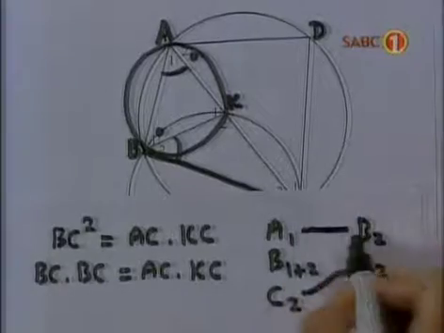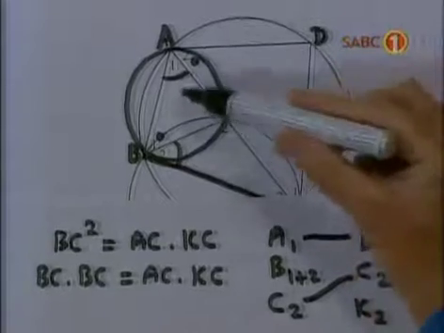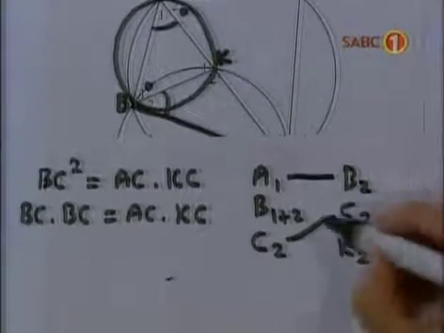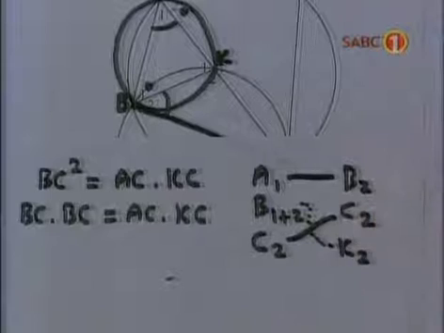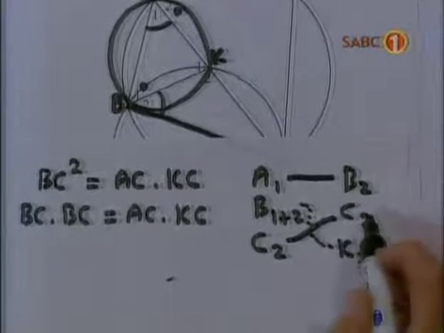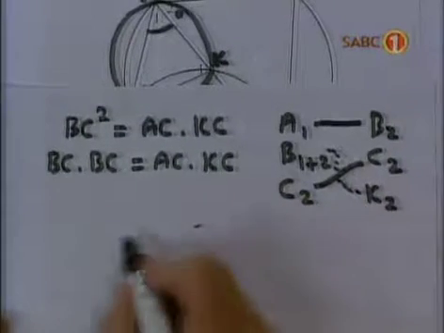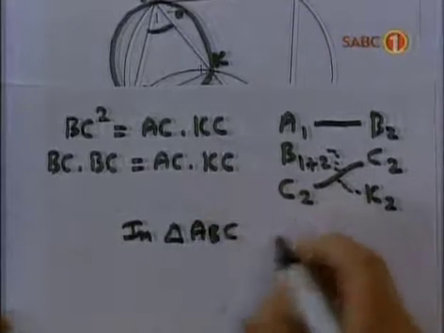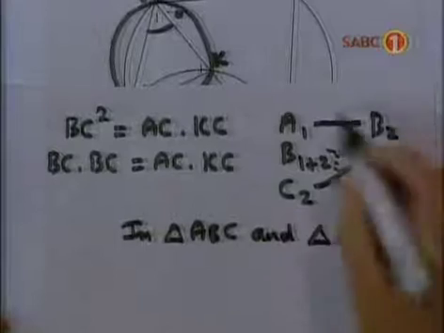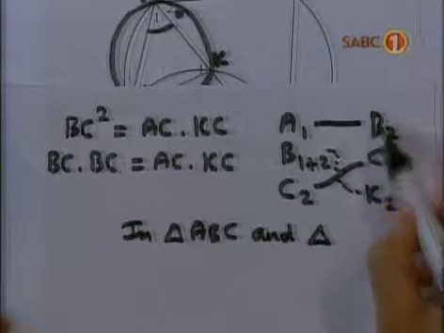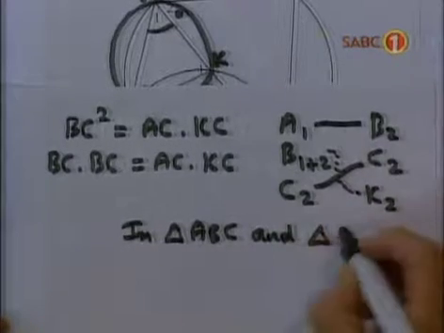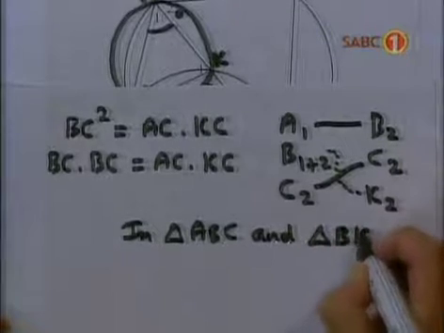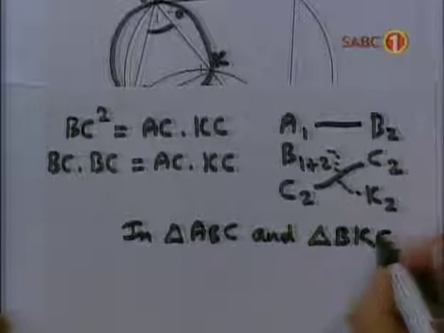Common, okay, yes. And then A1 is equal to B2, tan chord. This is the weakest link, and these two have to do it. Now, if you prove it, you can immediately say, in triangle ABC and BKC, and very important, BKC.